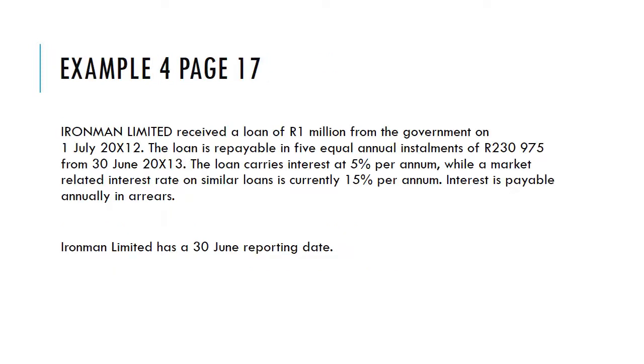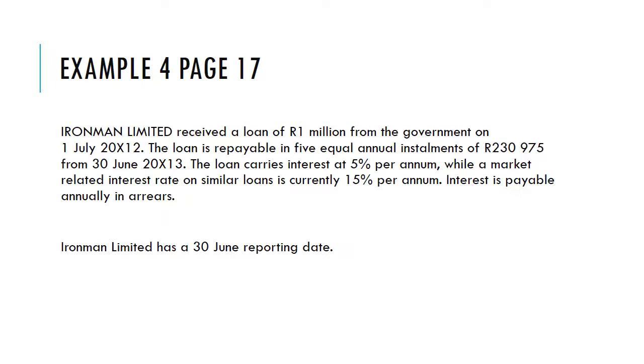So let us look at an example. Ironman Limited received a loan of 1 million rand from the government on 1 July 20x12. The loan is repayable in 5 equal annual installments of 230,000 rand from 30 June 20x13. The loan carries interest at 5% per annum, while the market-related interest on similar loans is currently 15%. Interest is payable annually in arrears.